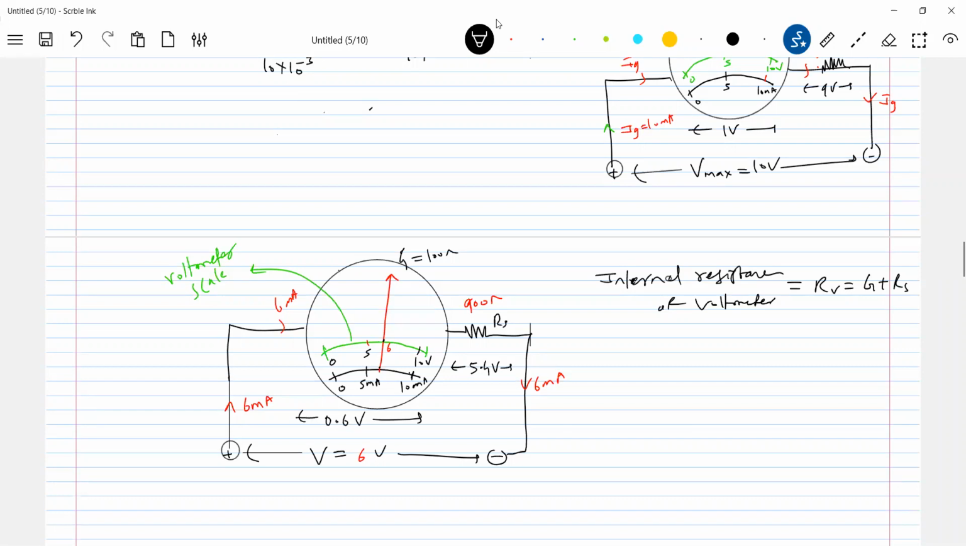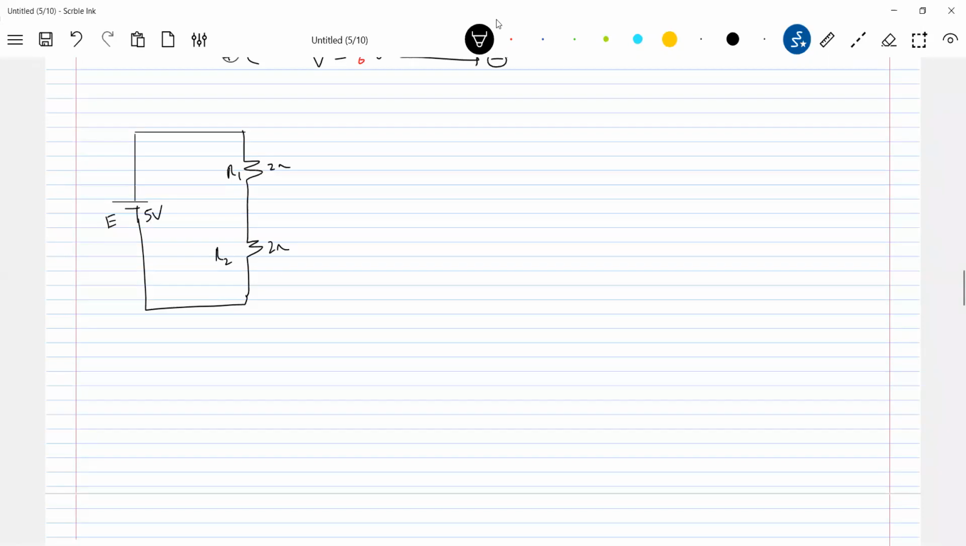Okay, that is about the construction of the voltmeter. Let's go for it practically. Let me use this in a circuit. What are the troubles it will introduce? This is a 5 volt source. This is R1, 2 ohm, R2, 3 ohm. Let's measure practically. Theoretically, we know the expected drop here.